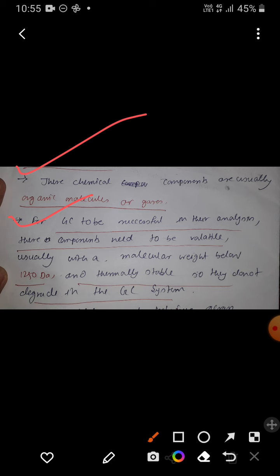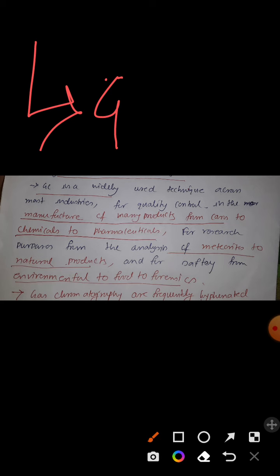It is used in almost all kinds of industries, for quality control of manufactured products such as cars, chemicals, along with pharmaceutical products. It is also used for safety, such as environmental safety, food aspects and forensics, and it is also used for research purposes, from analysis of meteorites to natural products. All kinds of things gas chromatography can be used for.